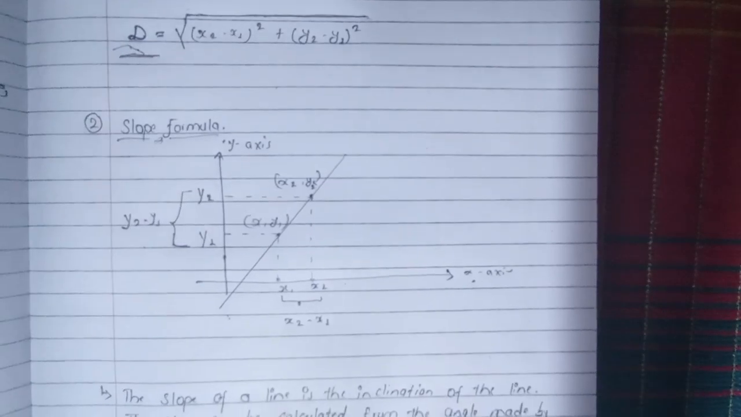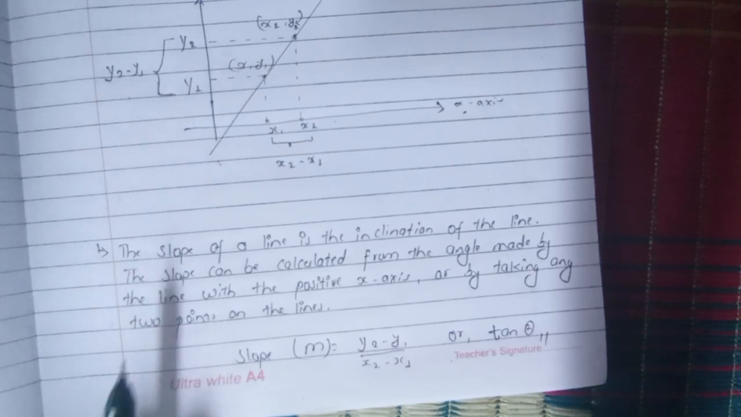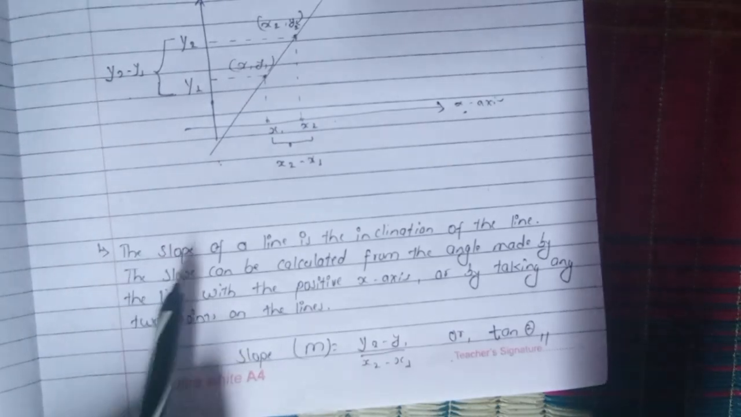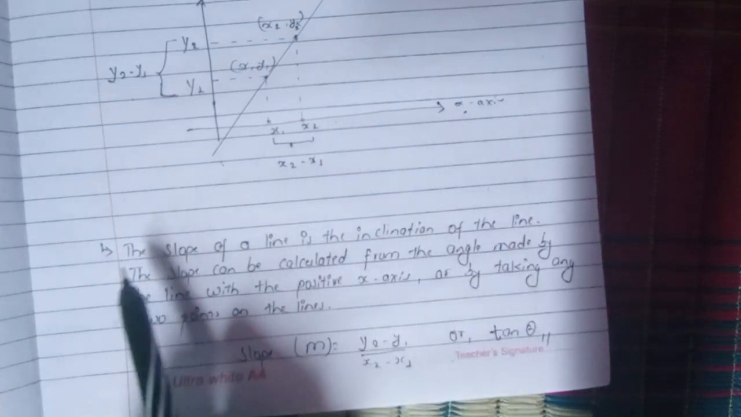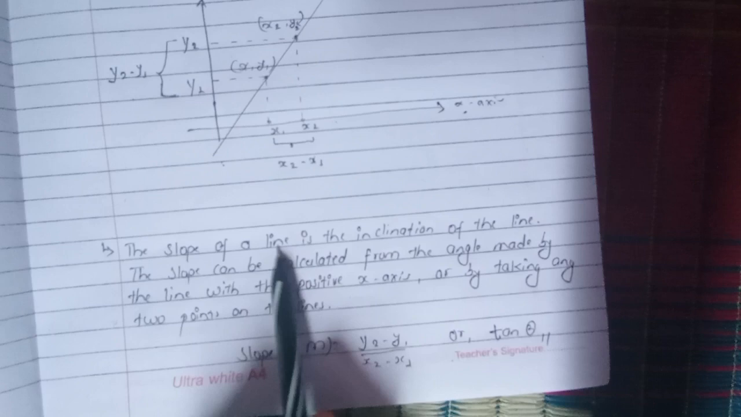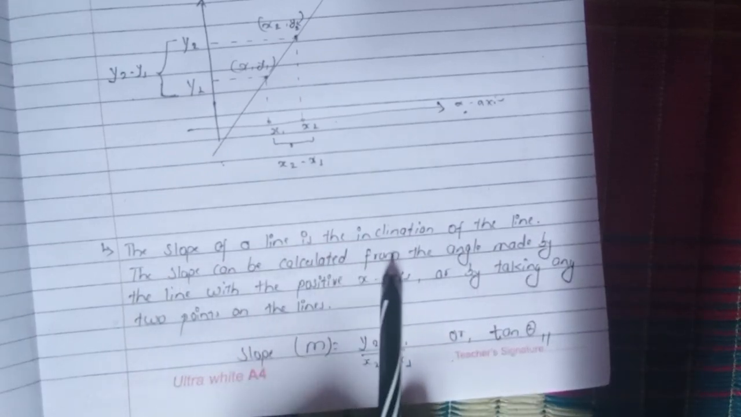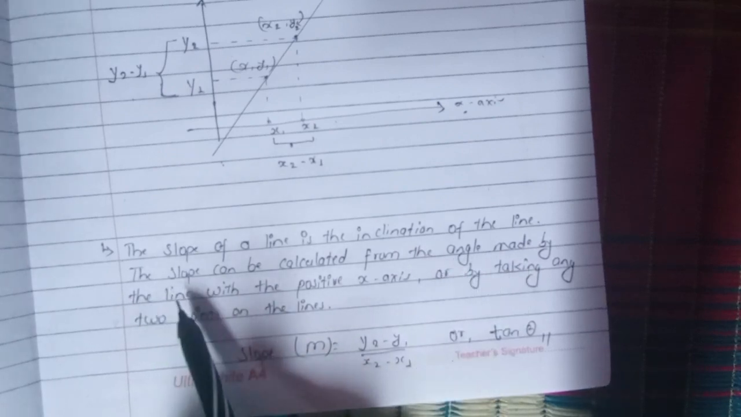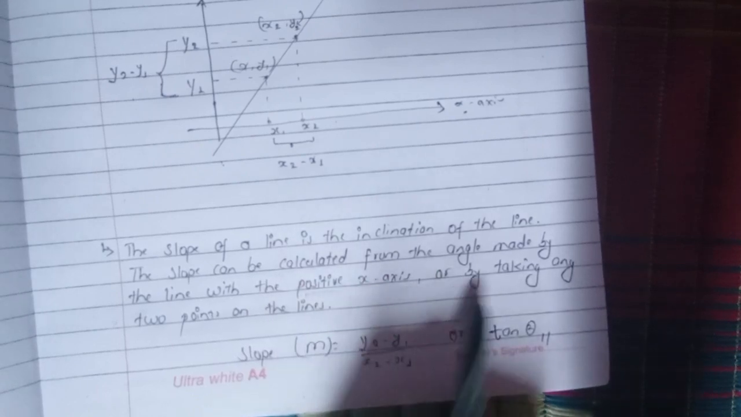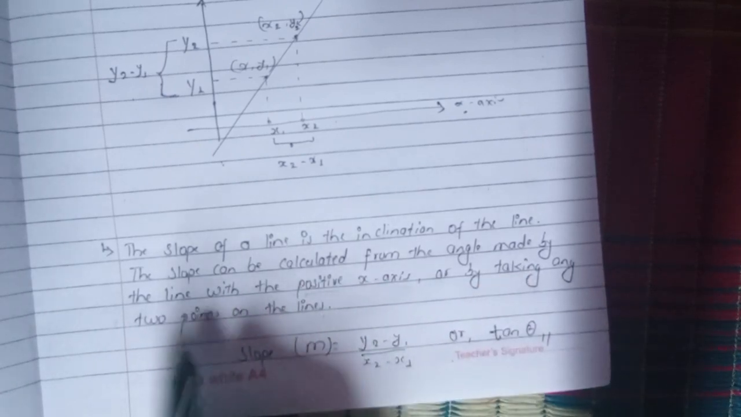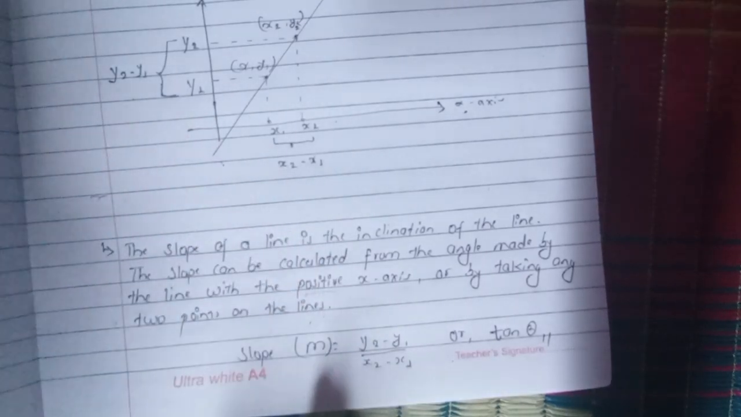So let's discuss what the slope formula is. What is the definition of slope? The slope of a line is the inclination of the line. The slope can be calculated from the angle made by the line with the positive x-axis, or by taking any two points on the line, meaning x and y.